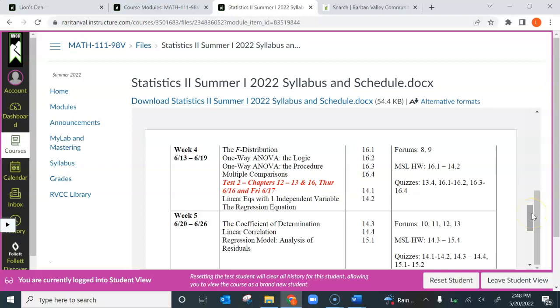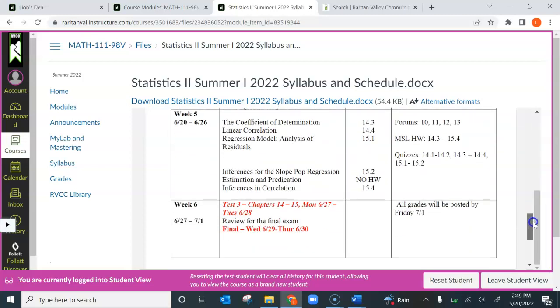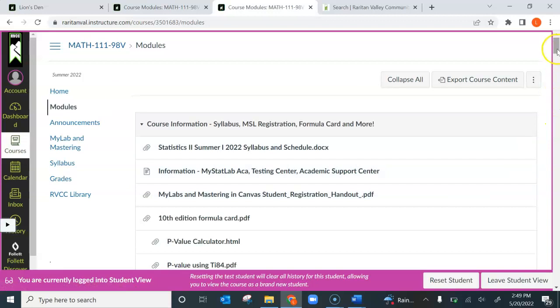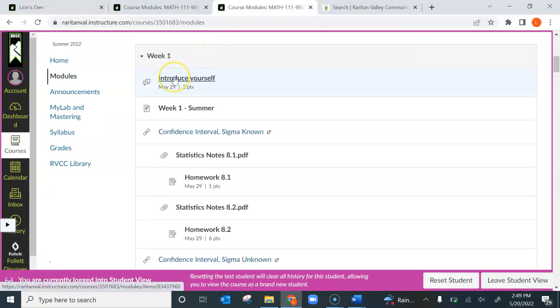So again, if you think of this as 3 units, I think it'll help get you through the course a little bit easier. So let's take a look at our modules. Here's week 1. I start with an introduce yourself forum. I suggest you click on that. You will get 2 points for that forum, and just answer the questions and introduce yourself to the course, to your classmates.